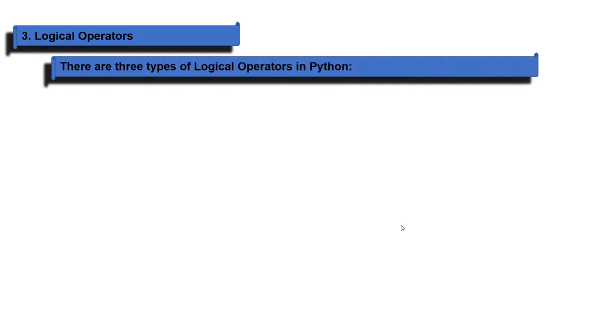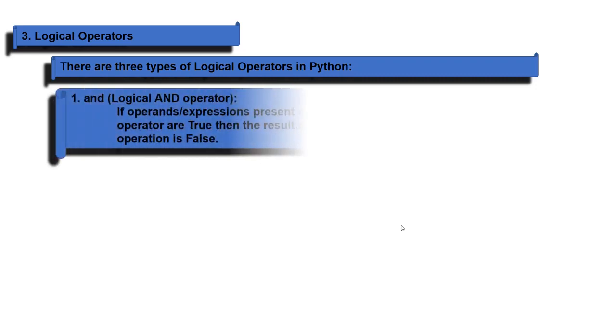Now moving on to the next category of operators, that is logical operators. Logical operators are used to perform logical operations between operands. In logical operators, on both sides of the operands, we can use comparison operators, we can use conditions, we can use expressions.